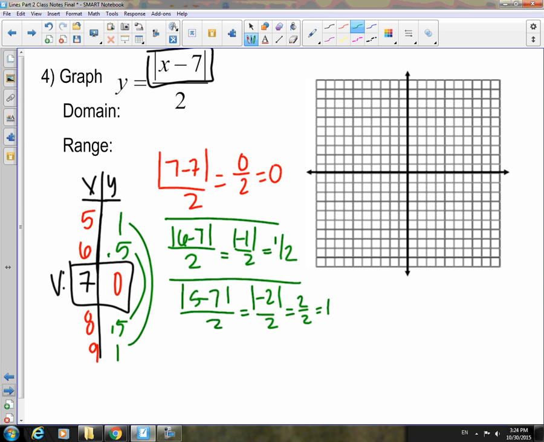So if I look at 7, 0, my vertex first, 1, 2, 3, 4, 5, 6, 7. And then I've got 6.5 and 5, 1. And then reflect those around. So just a little bit more gradual of an absolute value. So again, my domain here is going to be all reals, and my low point here is 0. So it's going above, so y is greater than or equal to 0.